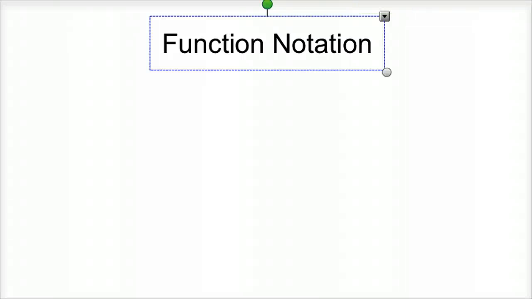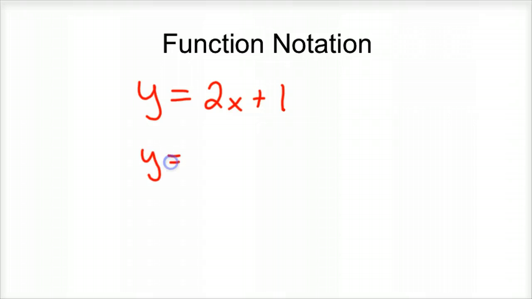Okay, function notation. What function notation is, well, it's simpler to just do a few examples. So let's say you had several equations, like two variable equations, like y equals 2x plus 1. And maybe you had y equals 3x squared minus 4x or something like that for a rule. And we needed to distinguish between the two.